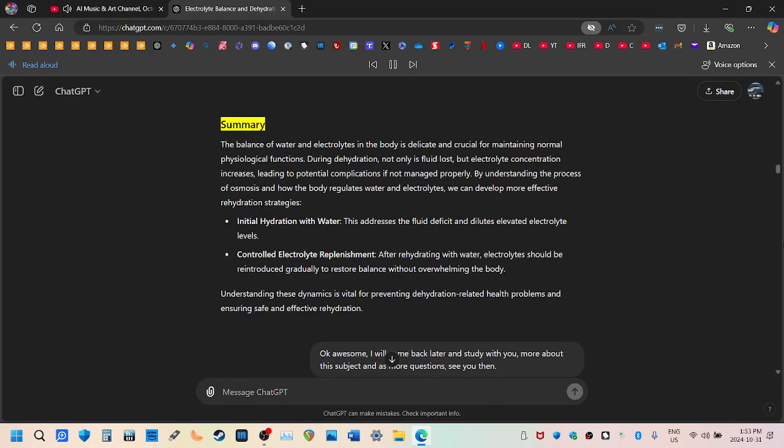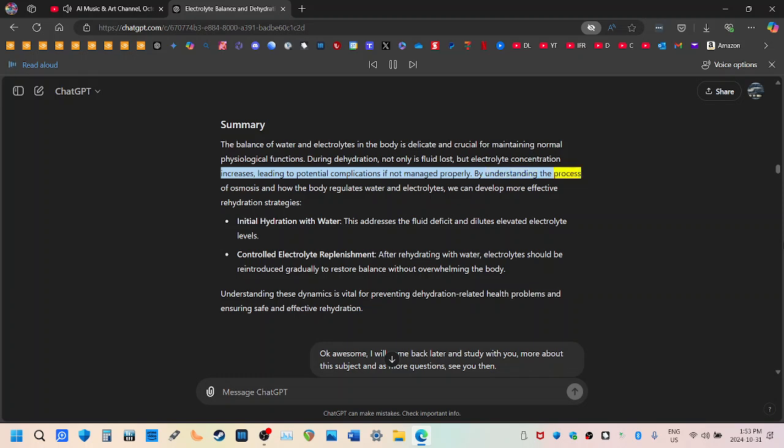Summary. The balance of water and electrolytes in the body is delicate and crucial for maintaining normal physiological functions. During dehydration, not only is fluid lost, but electrolyte concentration increases, leading to potential complications if not managed properly.